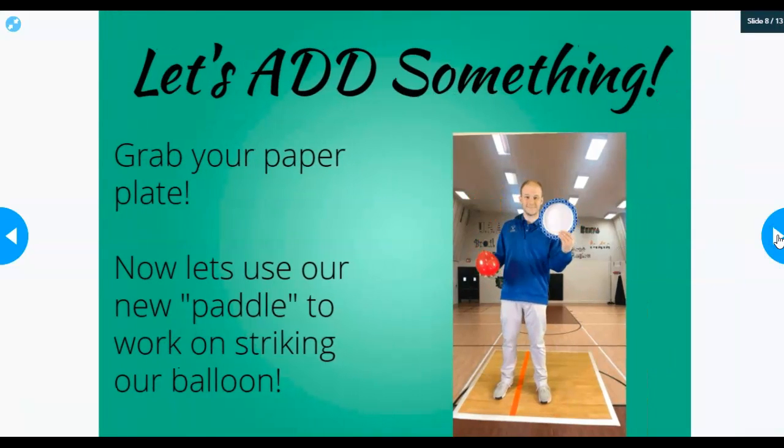Now we're going to add something. You should now pick up your plate. We're going to use this plate as our paddle, and we're going to work on striking our balloon with this makeshift paddle. This is going to be a lot of fun.